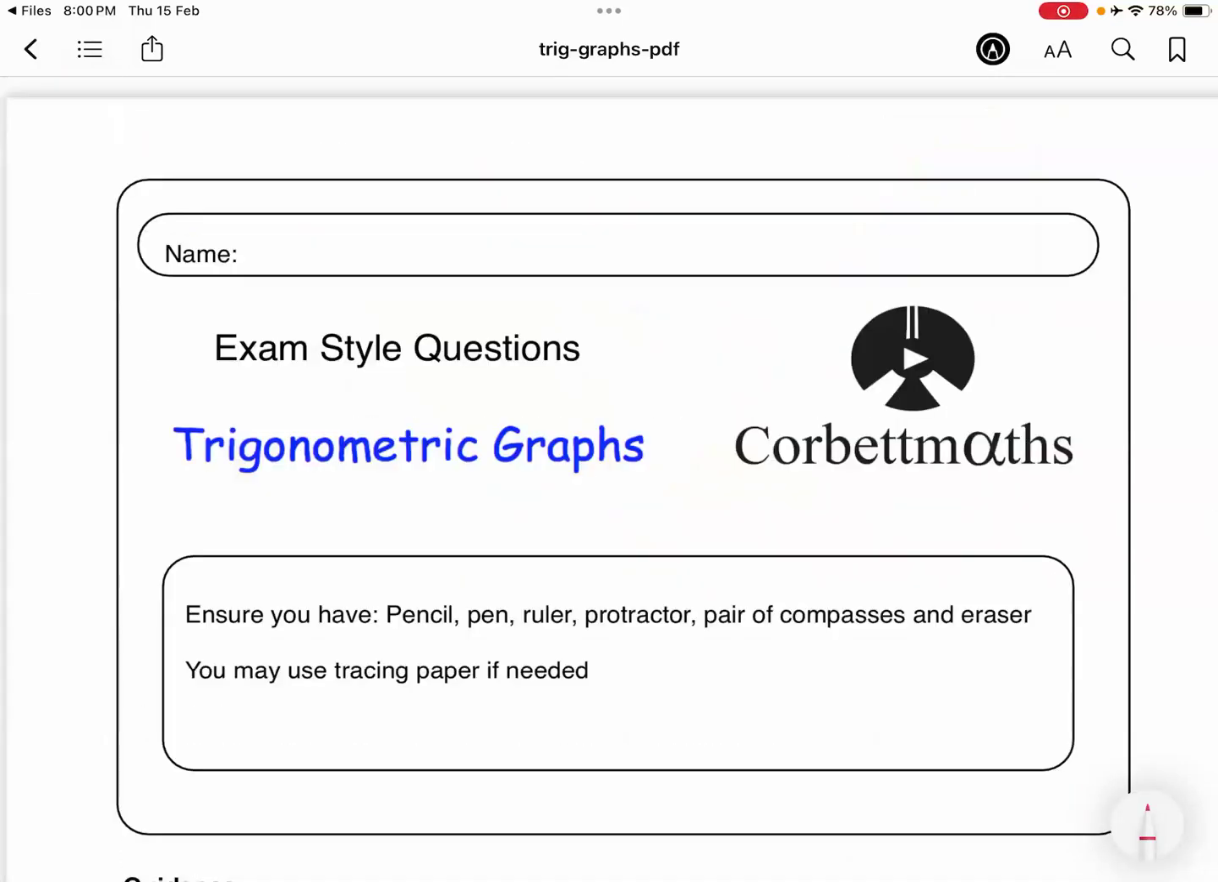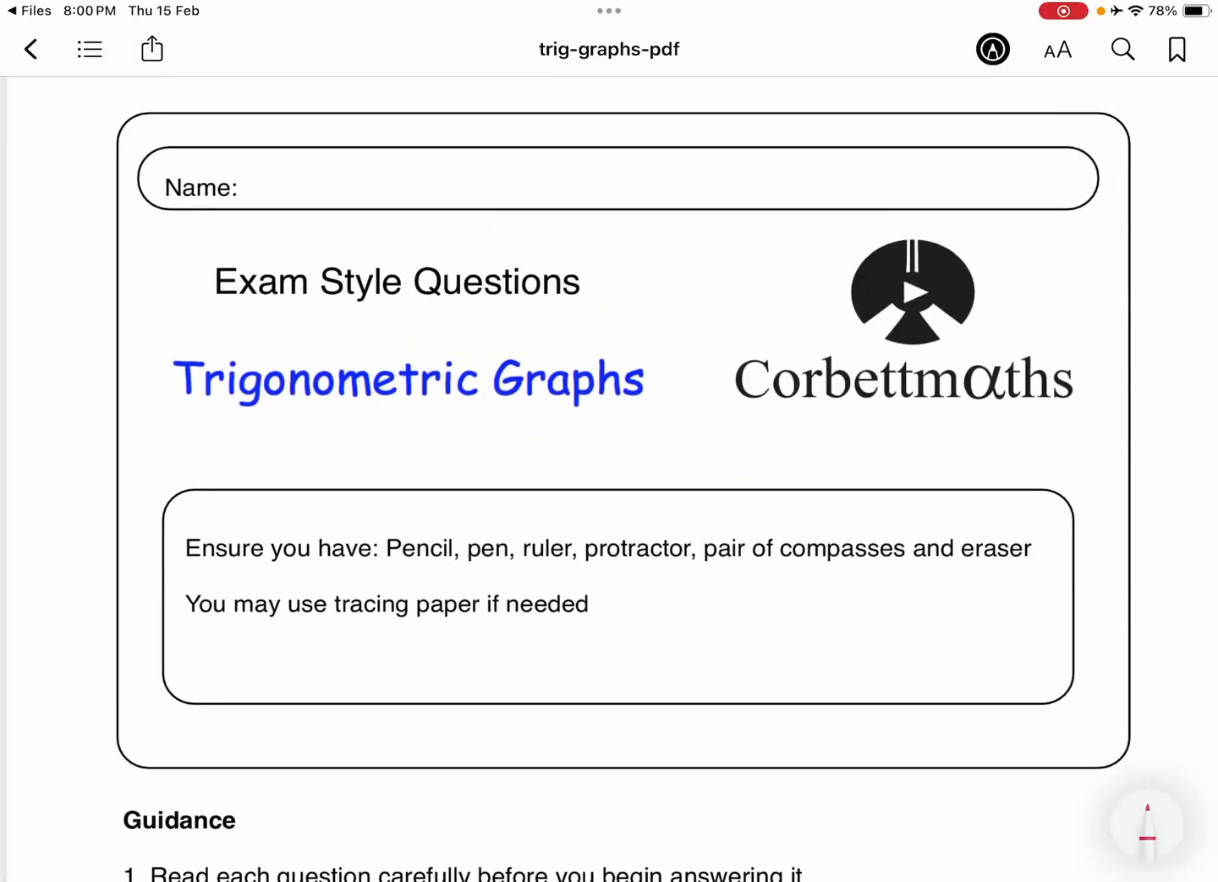I'm going to send the blank worksheet. Practice this worksheet on your own. Is this clear?